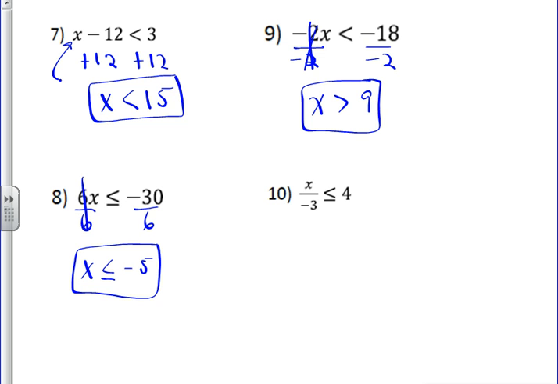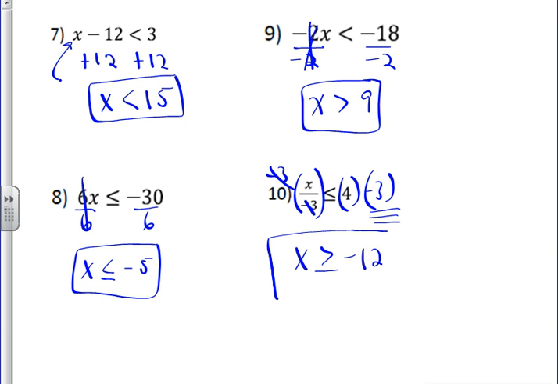And then the last one here, you need to get the negative 3 out of the denominator. So you're going to multiply the left side and the right side by negative 3. The negative 3s cancel to give you x. You're multiplying by a negative, so change the direction of the sign. So it's all the numbers greater than or equal to negative 12.